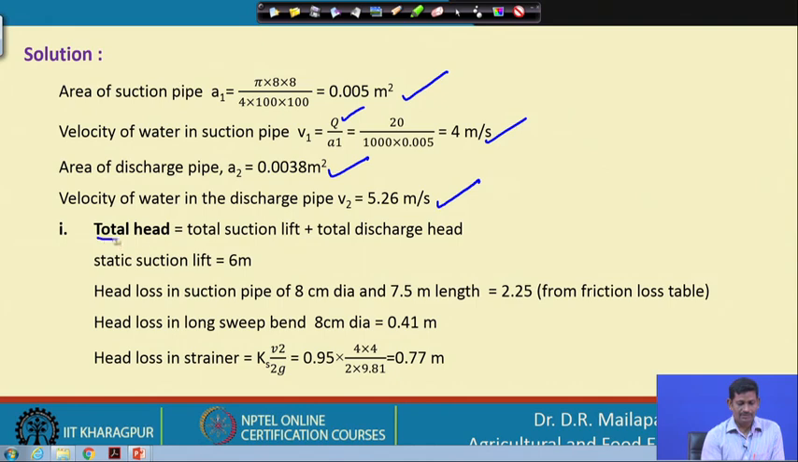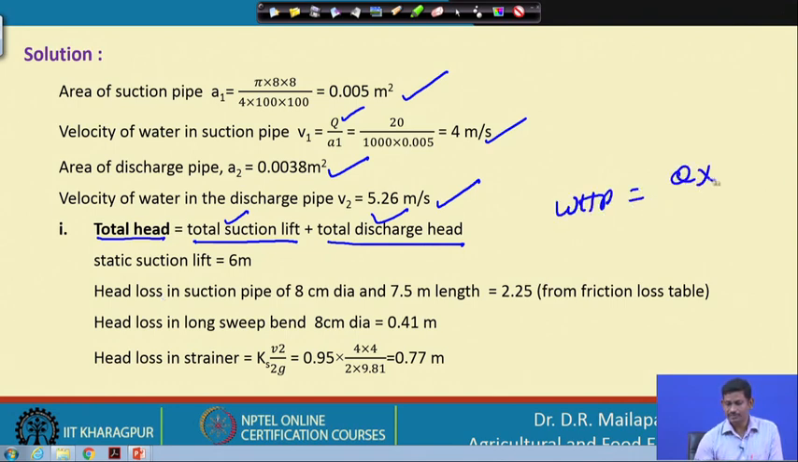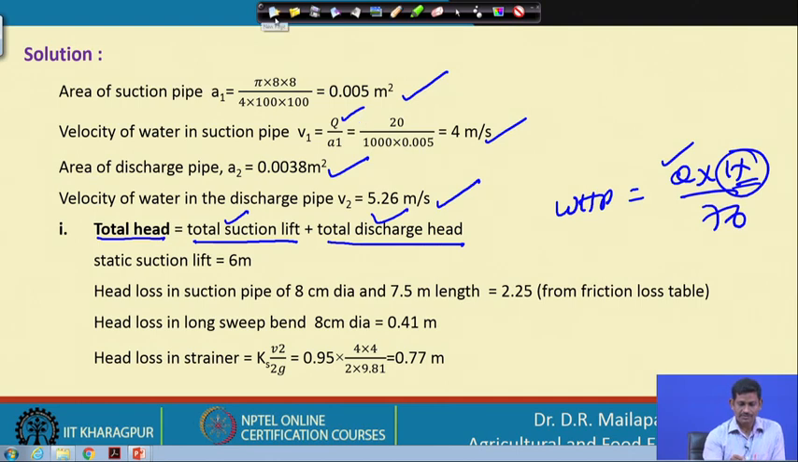The first thing is the total head. The total head is equal to the total suction lift plus the total discharge head. So, we find the total suction lift and the total discharge head. Once you know the total head, you will be able to find the water horsepower, which is equal to Q into H by 76. Q is known, so our interest is to find H, the total head.